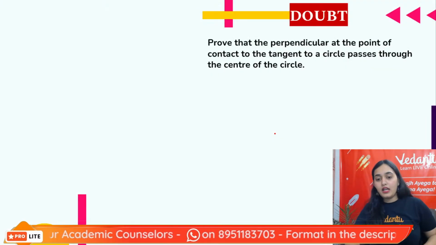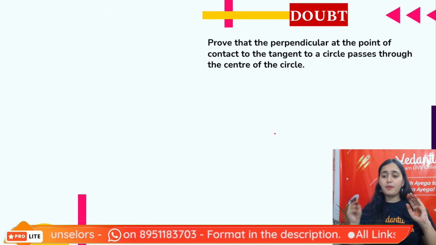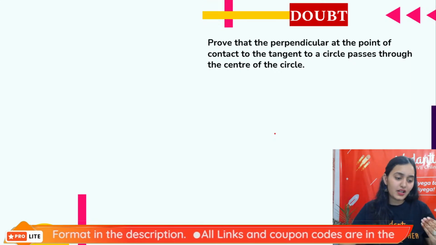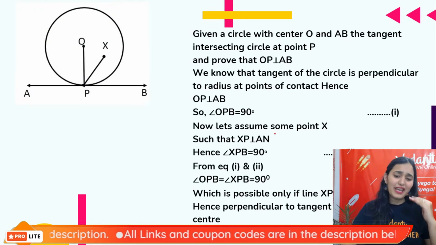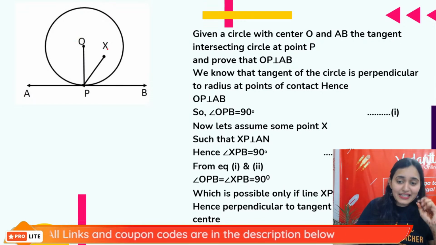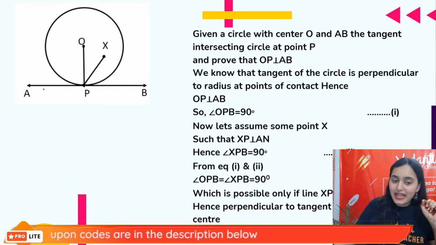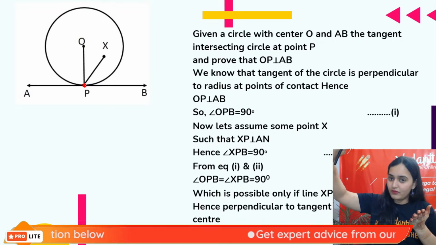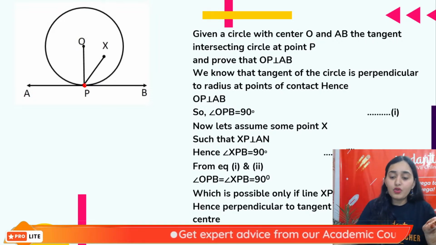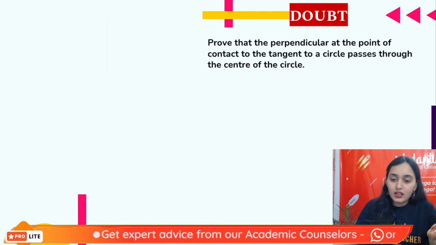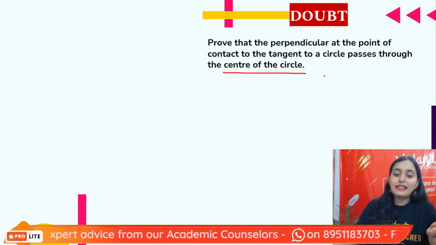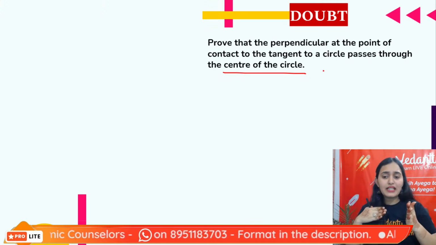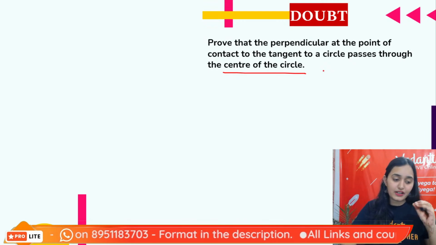Now the next question is prove that the perpendicular at a point of contact to the tangent to a circle passes through the center of circle. Now this is very easy. It is given in the question that a tangent is passing through a point on the circle, on the boundary of the circle. You have to prove that it passes through the center of the circle. Like any radius that will touch the tangent has to pass through the center of the circle.